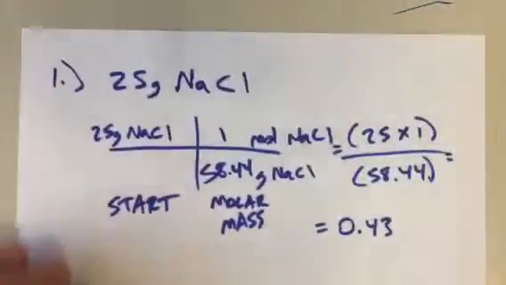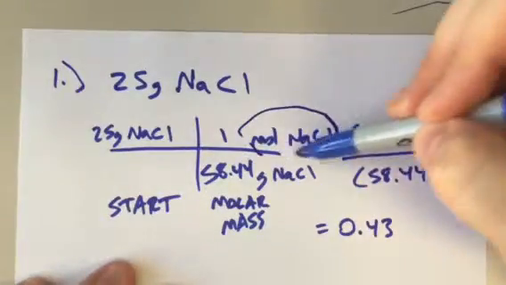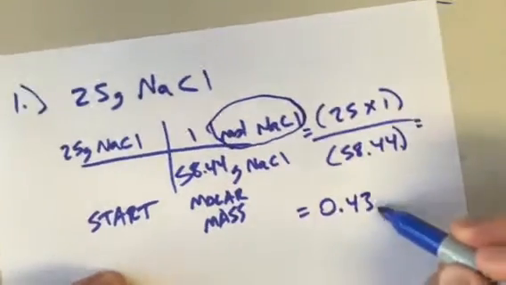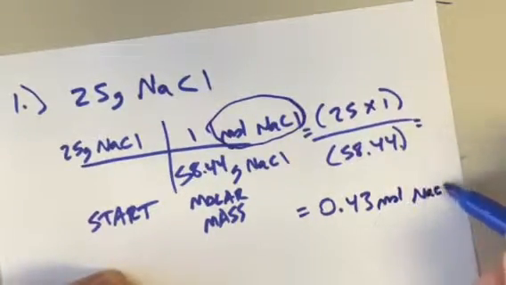0.43. Here's what you know your unit is. Whatever the top right box is, that's your unit, and that's your substance. So this is mole of NaCl.